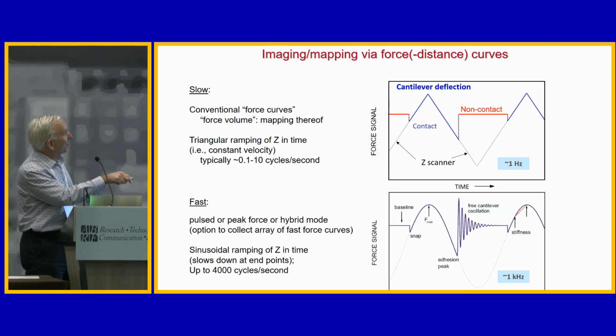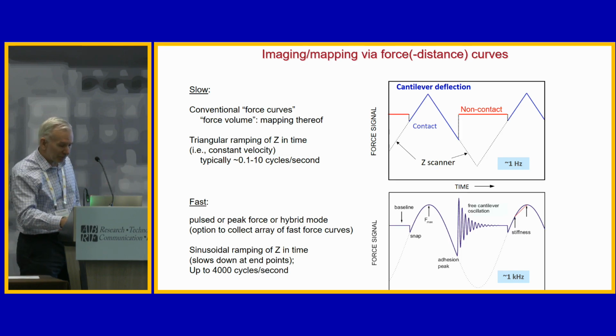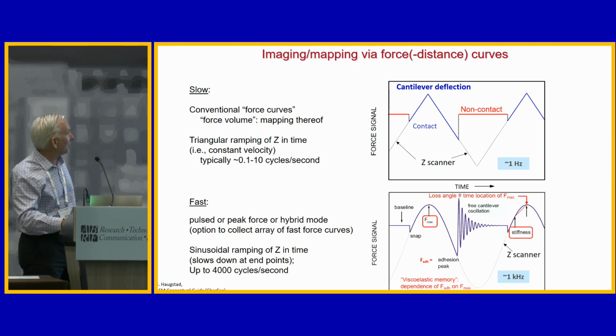So instead of doing this sort of once per second, you would like to do it more like 1,000 times per second, so that you basically go once per pixel in an ordinary high pixel density image. So approach, retract. We have a high-speed data acquisition that captures the cantilever dynamics, and we can grab the lowest point here to get an adhesion image, that is tip-sample adhesion, or we can analyze a little bit of the part in the contact regime here to get at rigidity and thereby modulus.